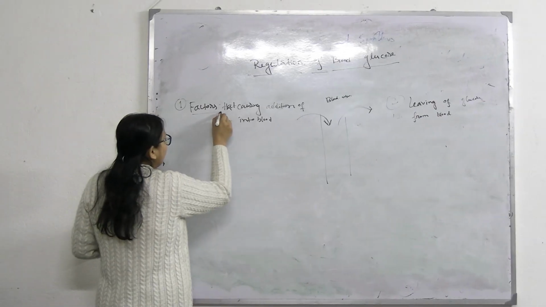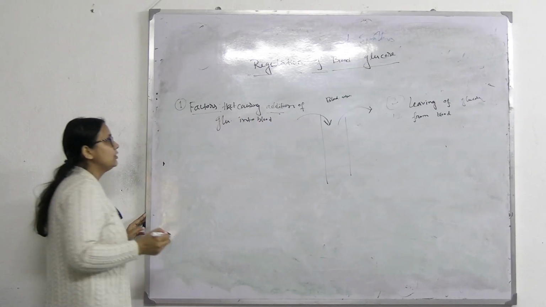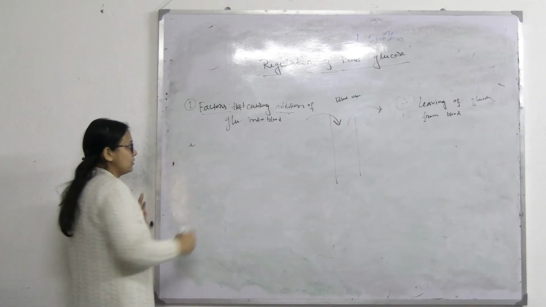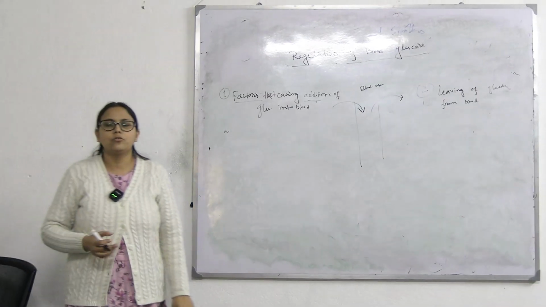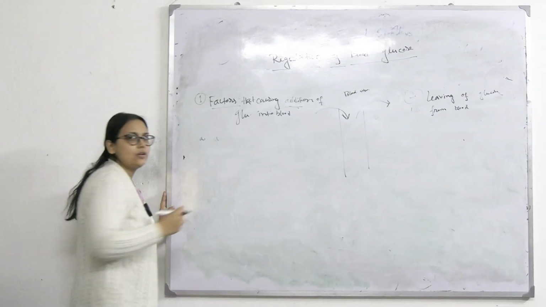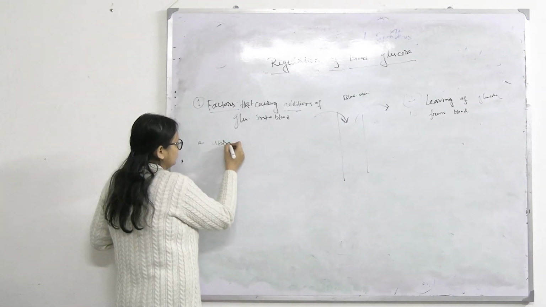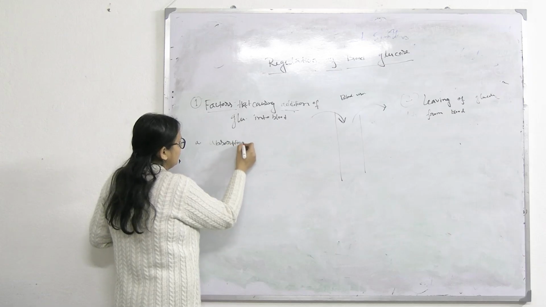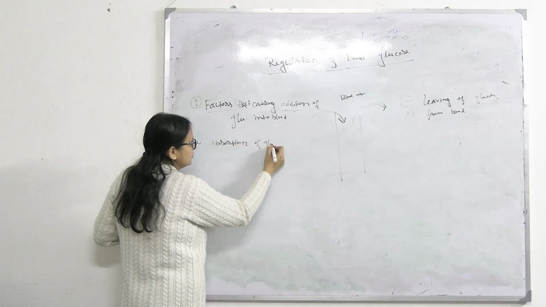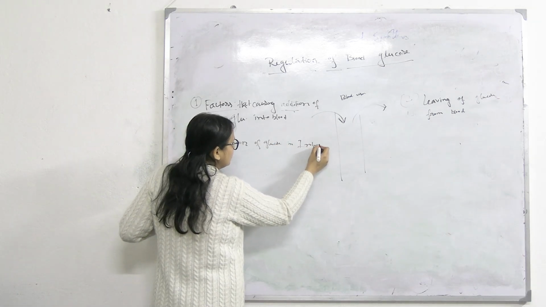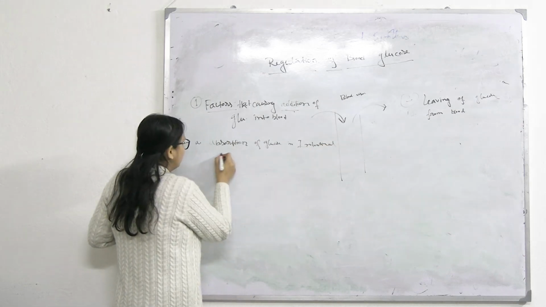So coming to the first point, factors that cause addition of glucose into blood. Can you tell me what are the causes of addition of glucose into the blood? From where does glucose come into the blood? Simple things. Food. Okay, food. That means absorption of glucose in intestinal epithelium. First point is absorption of glucose in intestinal epithelium.